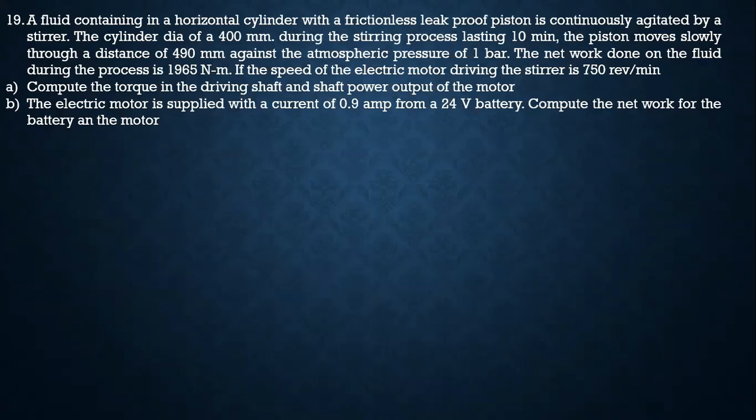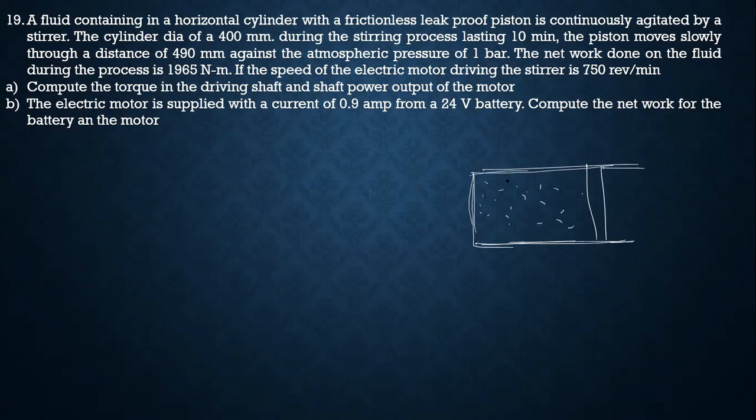Next problem. A fluid contained in a horizontal cylinder with a frictionless leak-proof piston is continuously agitated. A fluid contained in a horizontal cylinder. Let me write that, horizontal cylinder, which has a fluid inside it. It is continuously agitated by the stirrer. That means there is a stirrer which continuously agitates this.